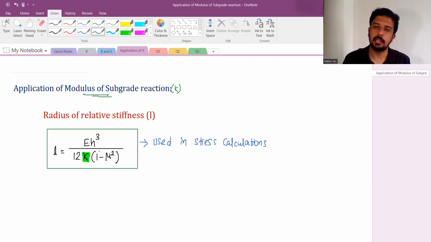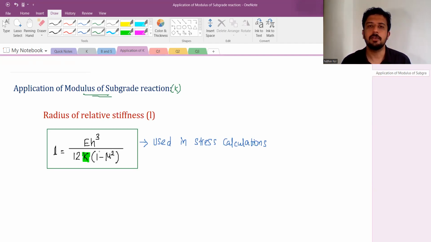Now, first of all, we'll calculate our K. Then we'll substitute that K value in this equation and calculate the L value. Generally, we use the symbol L to denote radius of relative stiffness. After calculating L, we'll put it in the stress equations. We have multiple equations given by Westergaard and others, and in those equations, we'll substitute L and calculate the stress values. Then we'll design the pavement. That's the procedure.